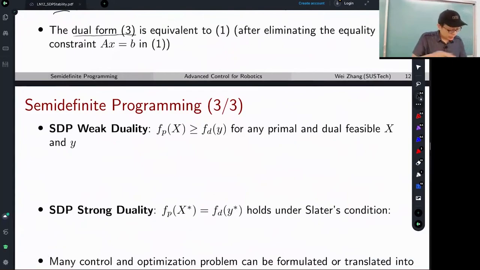For SDP weak duality, because it's a convex optimization, it actually has strong duality if it satisfies the constraint qualification, right? Let's recall what we did last time. For any optimization problem, the weak duality always holds. Do you remember that? What do I mean by that? The dual always gives a lower bound of the primal.